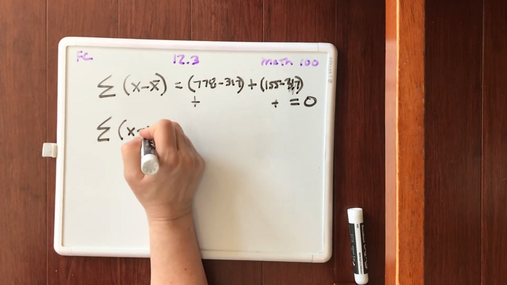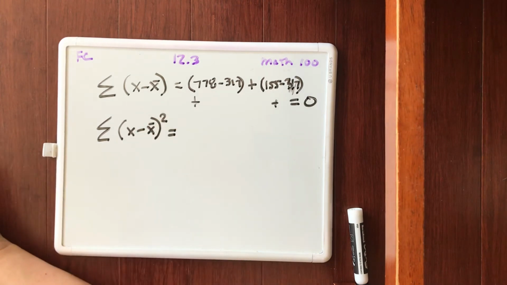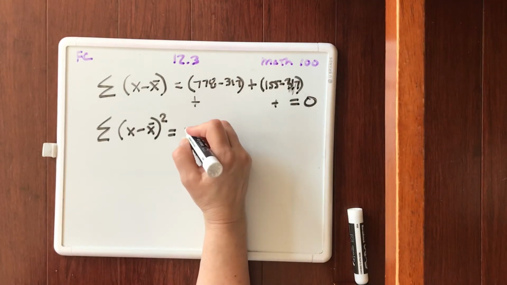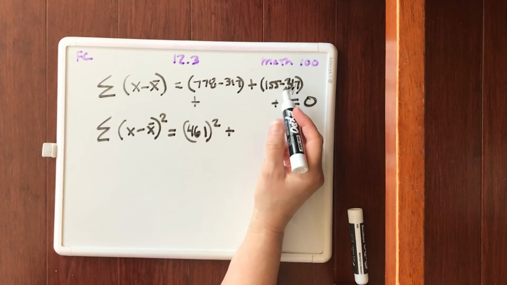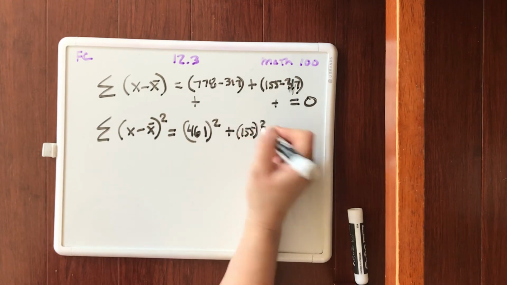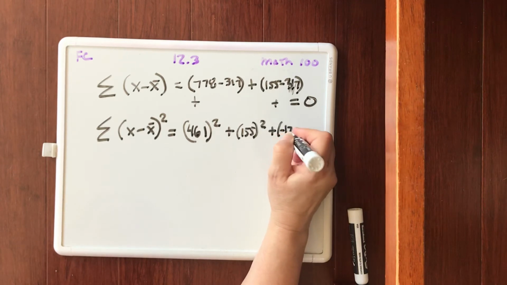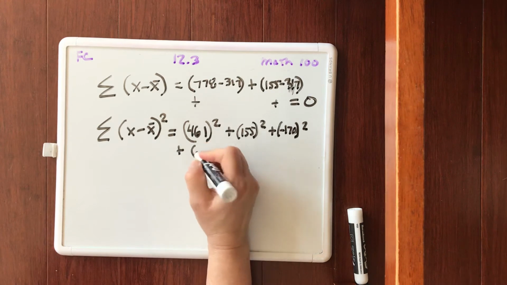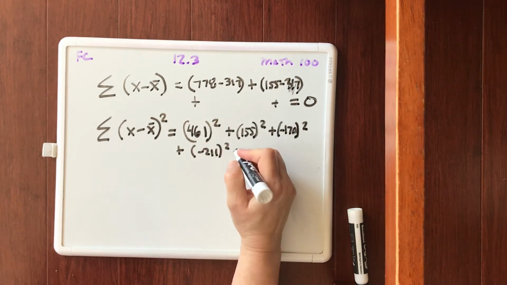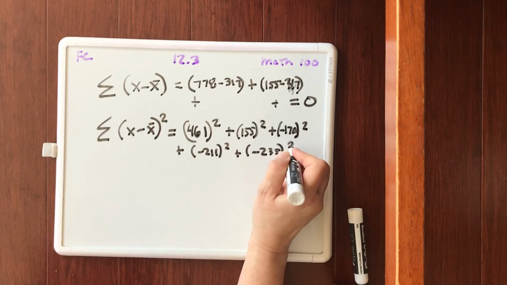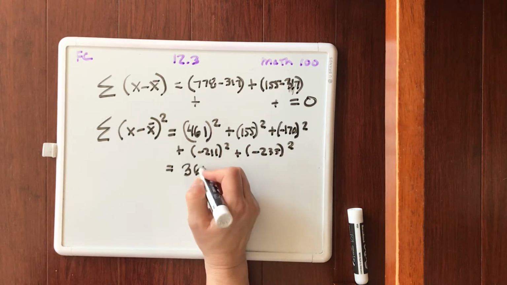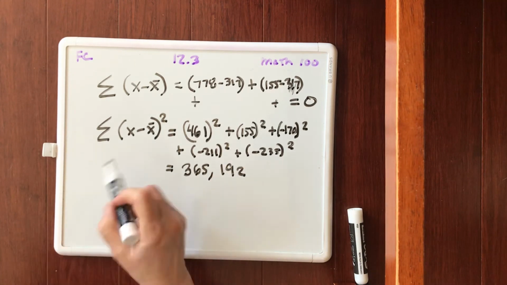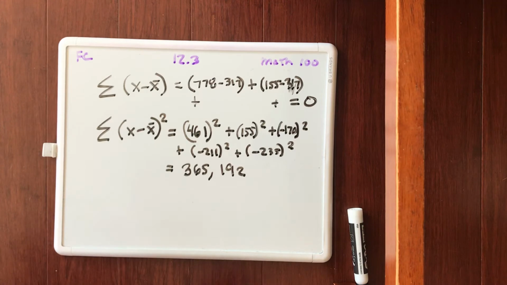What if we took the deviation from the mean and squared it and added them all together? Okay? So what this would mean is when you subtract those two, we get 461, and we would square it. And then we add it to the subtraction of those two, which is 155, and we square it. And then we continue, negative 170, and we square it. And then we have negative 211, square it. And then we add that to negative 235 and square it. All right? And when we do all that, to save you some time, the answer is 365,192. So we're going to utilize this in the formula that's going to average all the means.